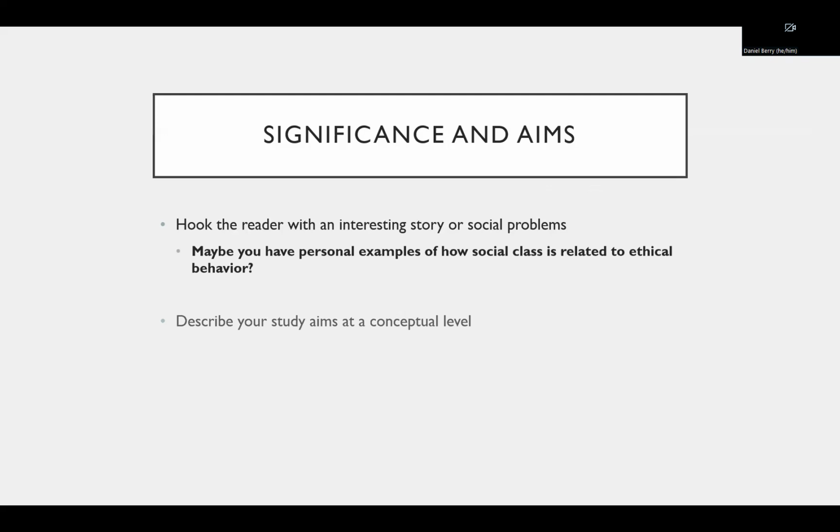Maybe there's some statistics that you could latch onto, like maybe there's inequality in the world or in the United States that you want to talk about, and you can provide us with statistics. And then you want to describe your study aims at a conceptual level. This is like a conceptual hypothesis or a conceptual research question. So here, we're studying social class and compassion in a field study.